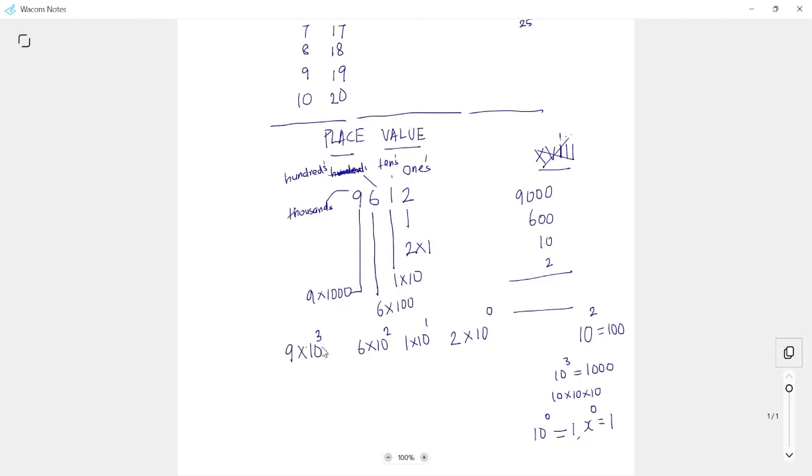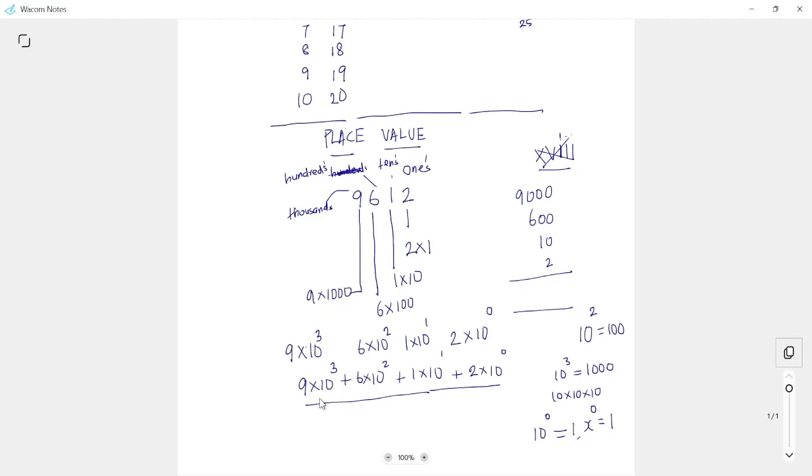So this number 9,612, I can write it as 9 into 10 cube plus 6 into 10 square plus 1 into 10, or 10 to the power of 1, plus 2 into 10 to the power of 0. This is one way of splitting up any number into powers of 10.